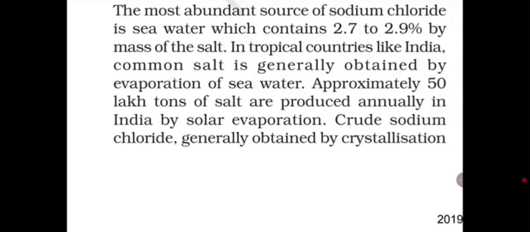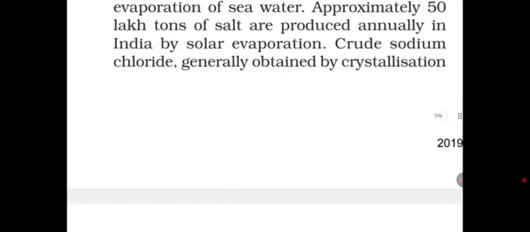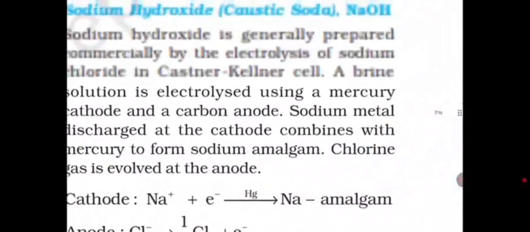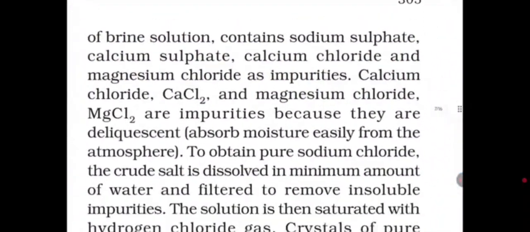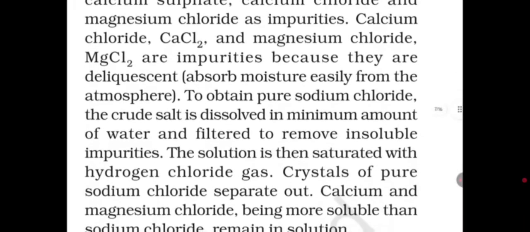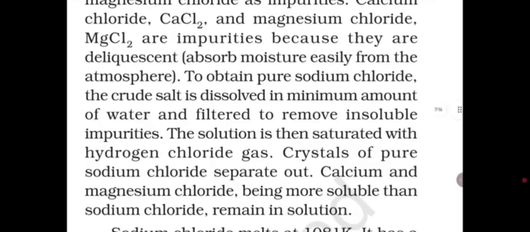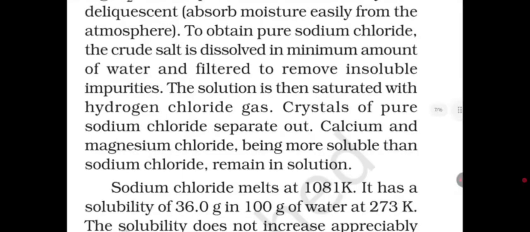In tropical countries like India, common salt is generally obtained by the evaporation of seawater. Approximately 50 lakh tons of salt are produced annually in India by solar evaporation. Crude sodium chloride, generally obtained by crystallization of brine solution, contains sodium sulfate, calcium chloride and magnesium chloride as impurities. Calcium chloride CaCl2 and magnesium chloride MgCl2 are impurities because they are deliquescent, absorbing moisture easily from the atmosphere.